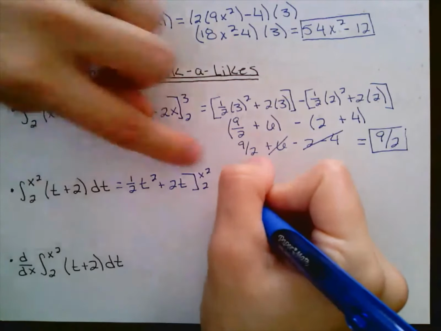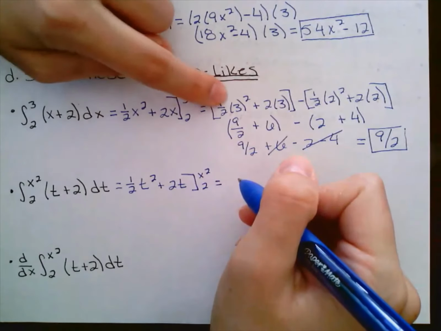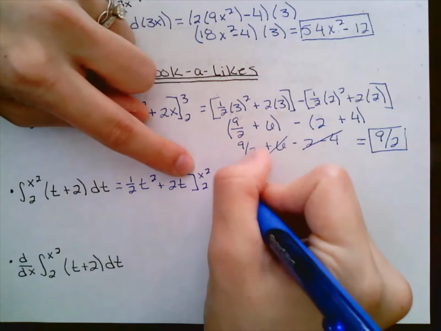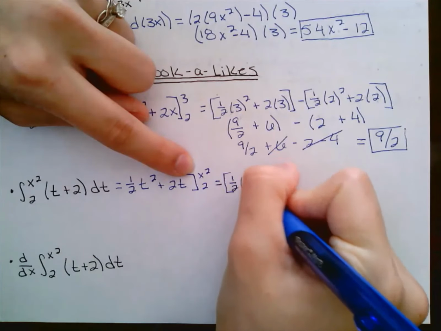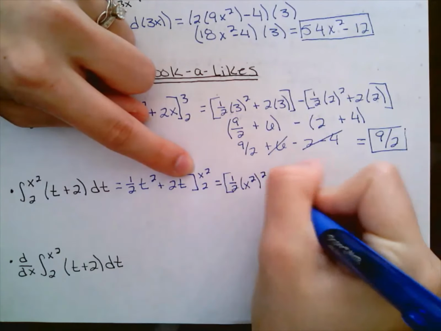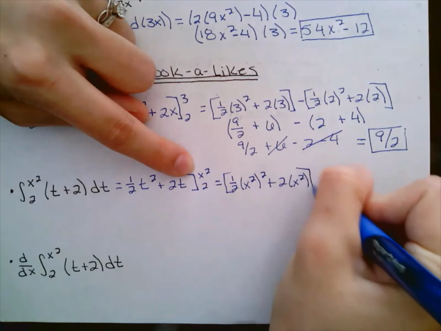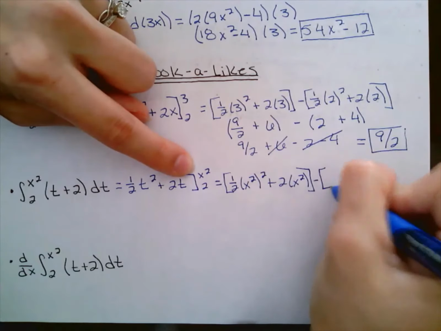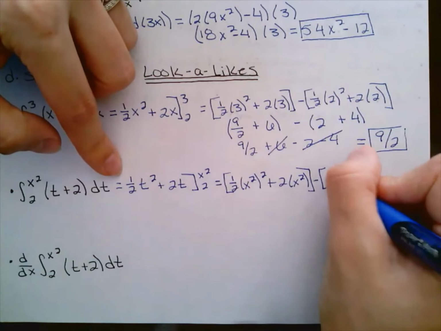And now my f of b is a function, right? So all I'm doing is instead of plugging in the 3 like I did here, I'm going to just plug in an x squared. So I'm going to have half times x squared plus 2 times x squared. There's my f of b minus f of a. Now I'm plugging in this 2.